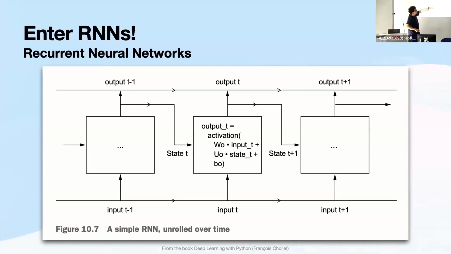So output T depends on input T and state T. And state T was also output T minus 1, which itself depended on input T minus 1. So indirectly, output T also depends on input T minus 1. And if you continue this process, each output depends on all of the prior inputs. That's what we want also in time series.